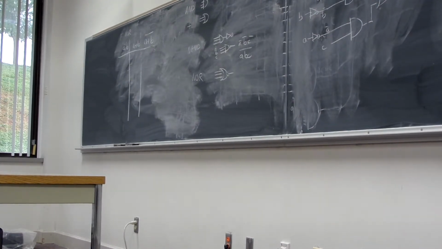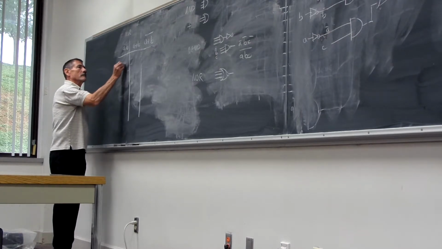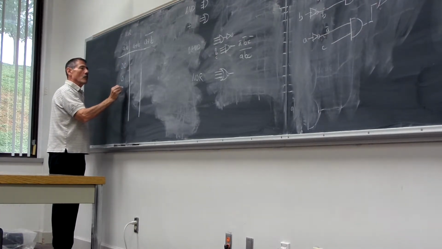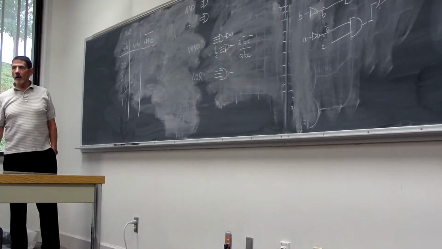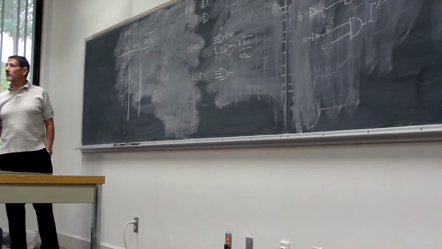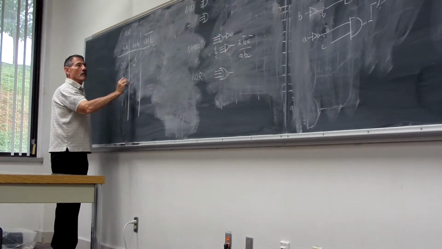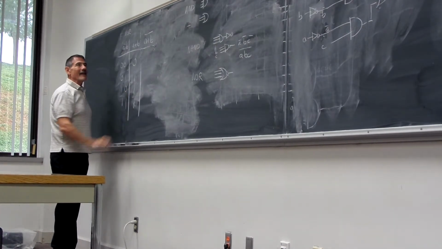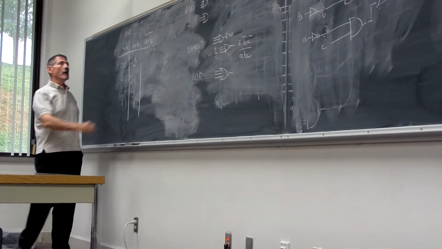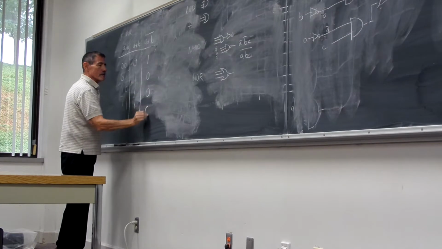Everybody up with me? Okay, so let's take a look at the NOR gate. Possibilities for A and B: 0, 0, 0, 1, 1, 0, 1, 1. All right, we're doing an OR gate now. 0, 0, OR together gives you 0. 0 or 1, 1 or 0, 1 or 1. Now, negate those, and you end up with 1, 0, 0, 0.